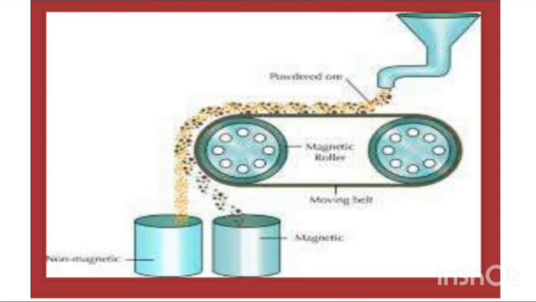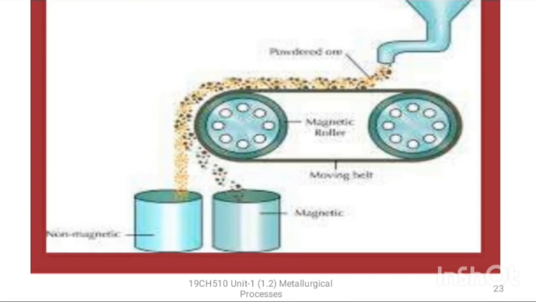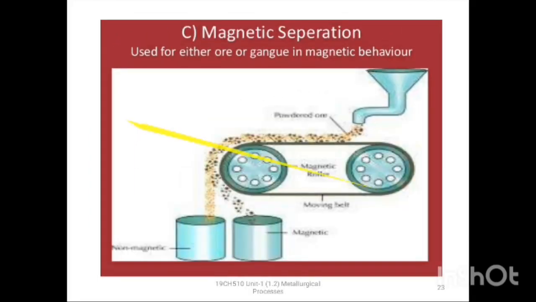After that, the belt is moving on the right side. The contact between the magnetic constituents and the magnetic roller is disconnected, and hence the particles are collected in the second container, which is kept a little to the right, below the magnetic roller. So the magnetic contaminants are collected in the second container, and the non-magnetic contaminants are collected in the first container.